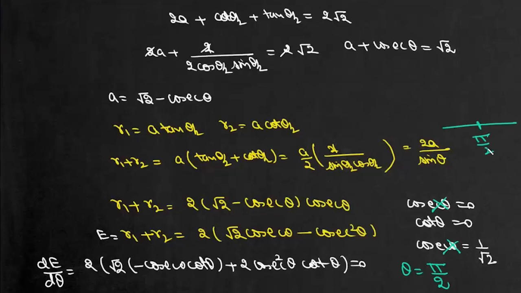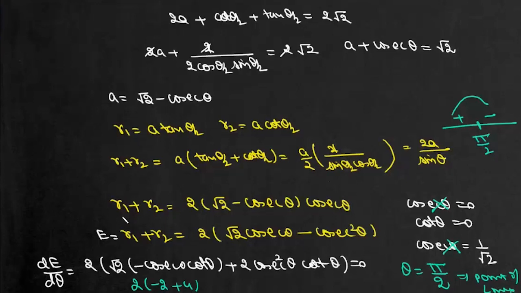Now we have to find the sign before and after pi by 2. So what we'll do is we'll take a general point pi by 4. Now cosec pi by 4 is root 2 and cot pi by 4 is 1. So this is 2 into minus 2 and this is plus 4. So this is plus and minus. So we'll have a local maxima at pi by 2. So it is a point of local maxima, and we have to find the maximum value of r1 plus r2.